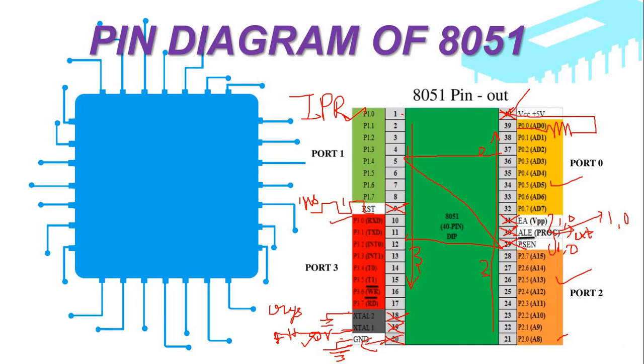Okay. Address latch enable means that whenever port 0 or port 2 is accessing the address lines, it will be in an active high state. Otherwise, it will be in an active low state. All ports are bidirectional ports. Okay, what is port 3? It is a special function or multifunction port.